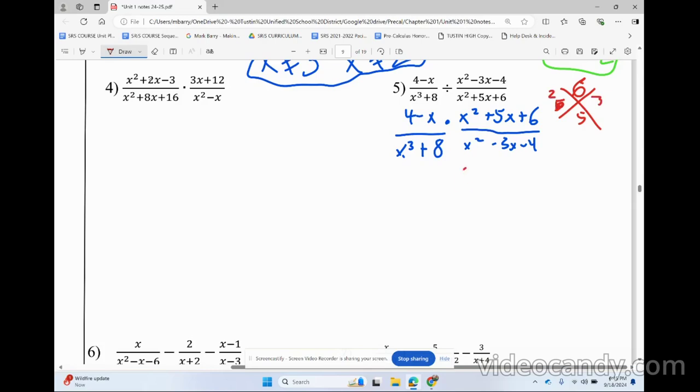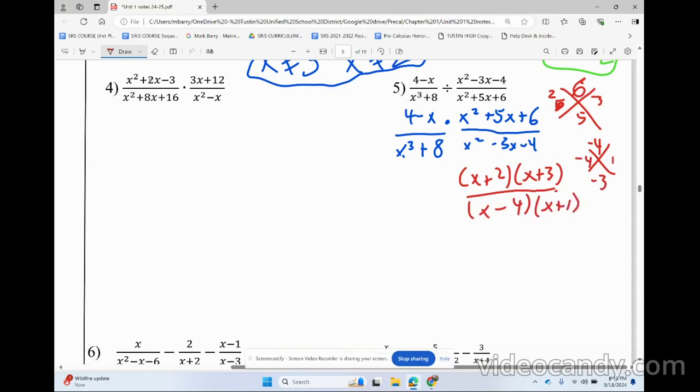Once again, nothing in front of that x squared, so I can use the shortcut and just say x plus 2, x plus 3. And then on bottom right here, thinking of two numbers that multiply to -4 and add to -3. So that sounds like -4 and +1. So we get x minus 4 and x plus 1, once again using the shortcut there.